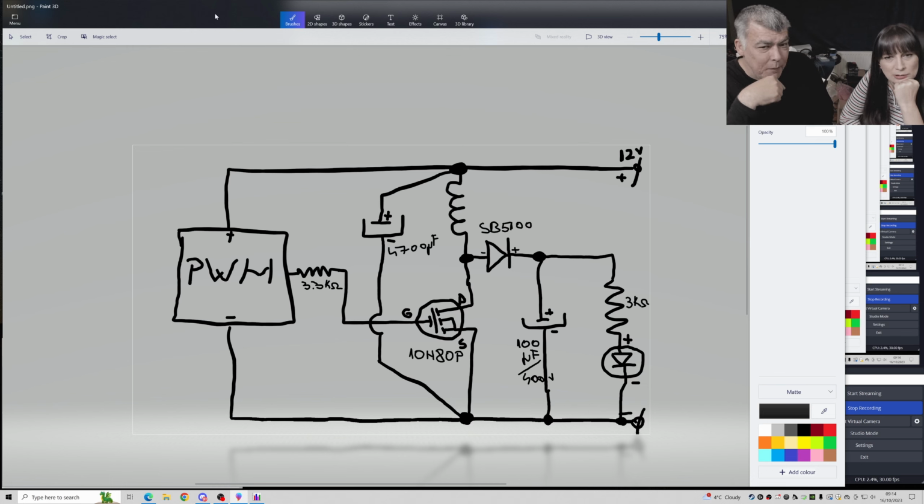A capacitor? A capacitor will not limit anything. A capacitor is getting charged and discharged. Oh, yeah. It's a little bit more complicated, yeah? Is that a Zener diode? Exactly. How did you know?